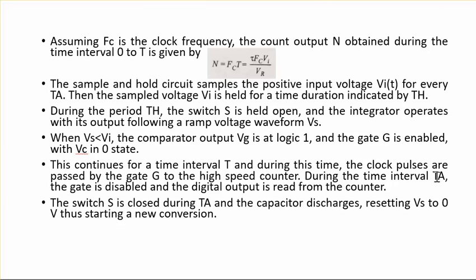During the time interval Ta, the gate is disabled and the digital output is read from the counter. The switch is closed during Ta and the capacitor discharges, resetting the voltage Vs to 0 volt. Thus, a new conversion will start again. This is how the loop repeats itself for every given input analog voltage.